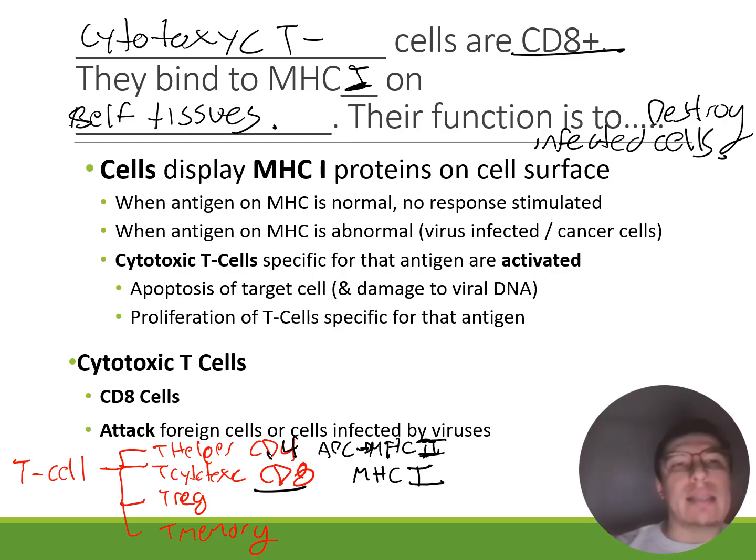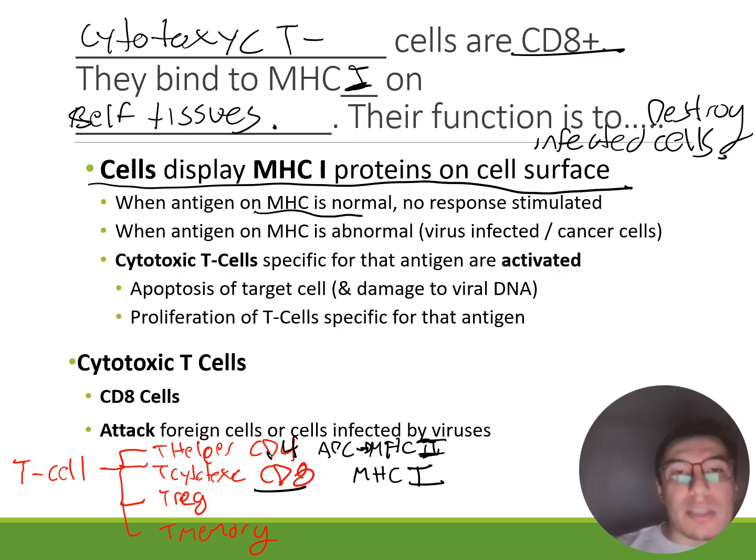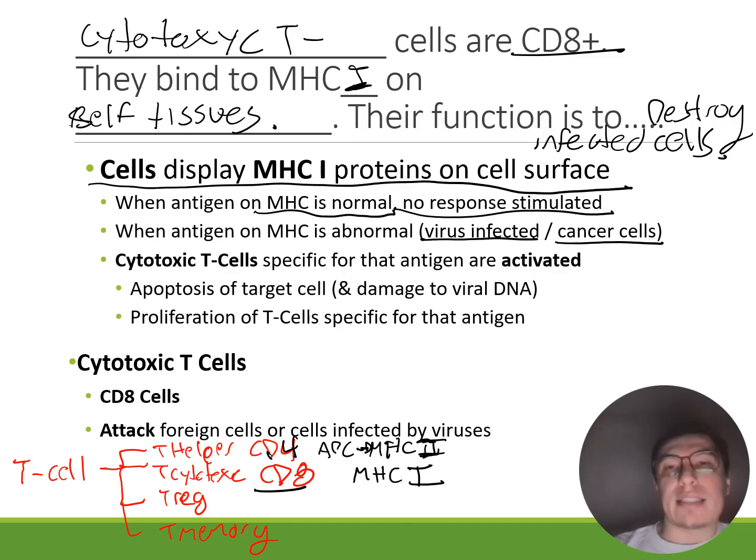So again, cells display MHC1 proteins on their surface. When the MHC is normal, there is no response. If that healthy card is showing that the cell doesn't have any viruses, or there is no cancer within, then there is no response. But when the antigen is abnormal, either there is a virus inside of that cell or there is a cancer, that type of card will change. Remember that we have a cell here and we have our MHC1, and our MHC1 will change. Its ID will look different if there is a virus in here.